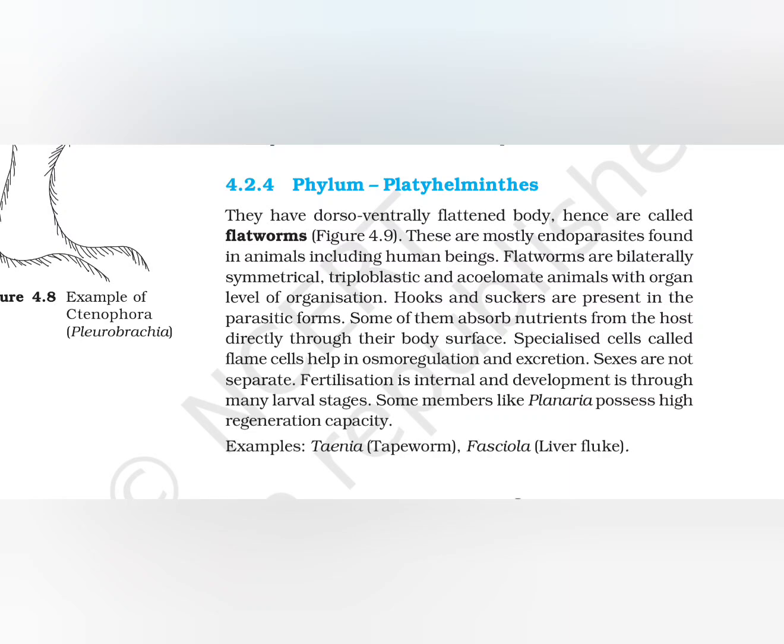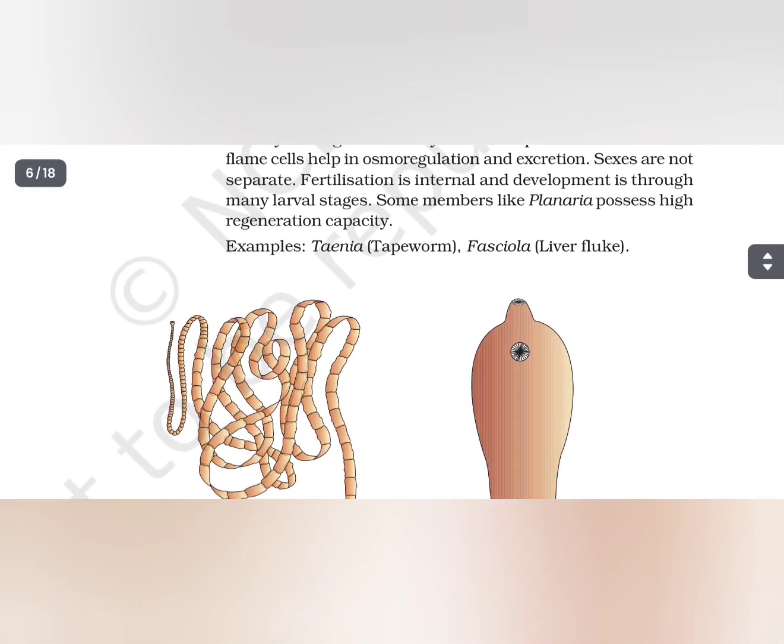Specialized cells called flame cells help in osmoregulation and excretion. Sexes are not separate. Fertilization is internal and development is through many larval stages. Some members like planaria possess high regeneration capacity. Examples: Taenia, tapeworm; Fasciola, liver fluke.